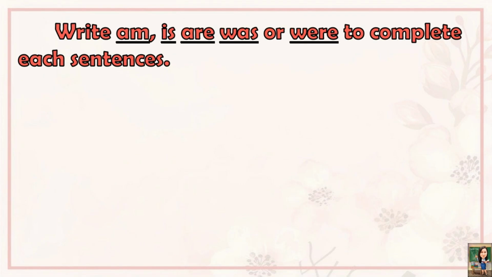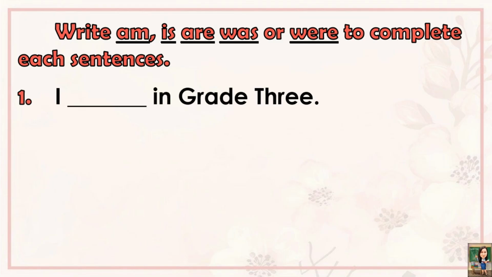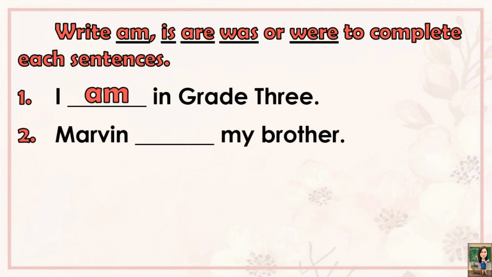Are you ready? Number 1. I blank in grade 3. What is the correct be verb? Correct. Am. I am in grade 3. Number 2. Marvin blank my brother. What is the correct be verb? Correct. Is. Marvin is my brother.